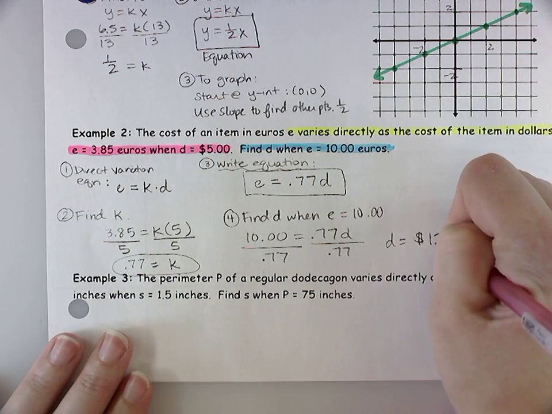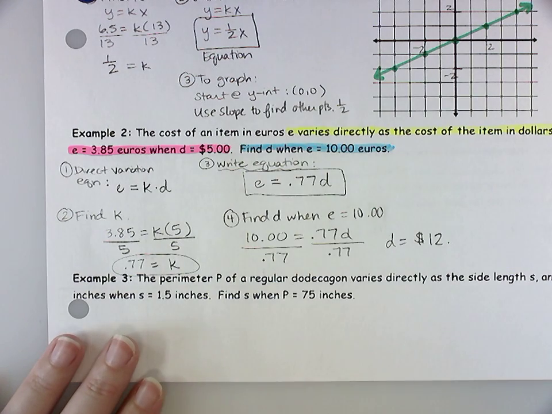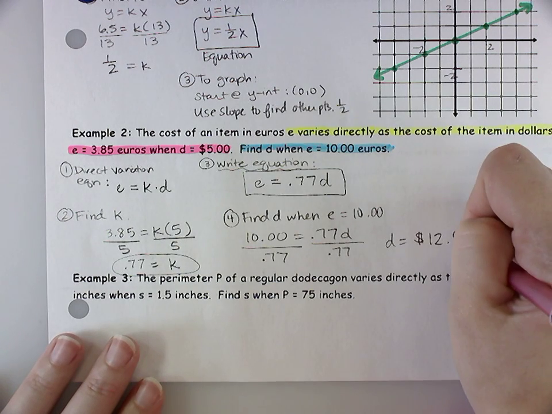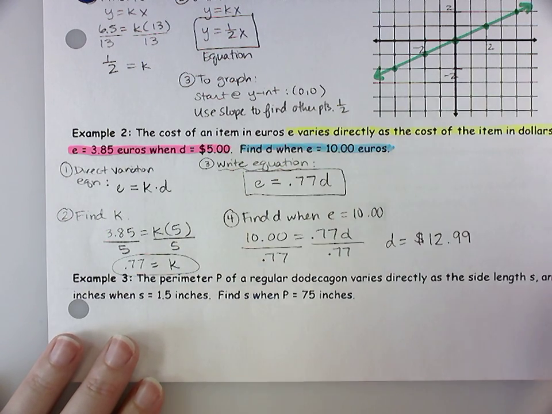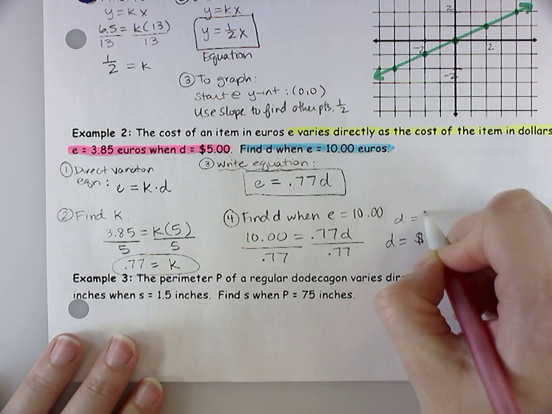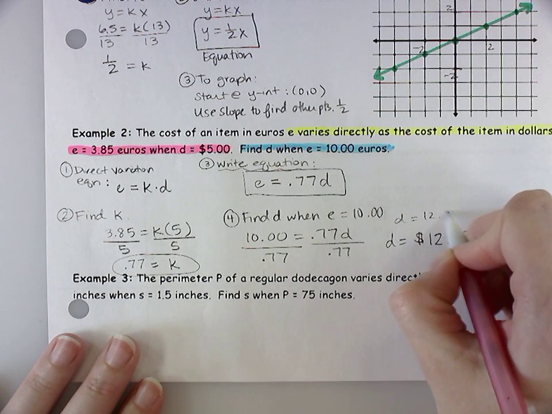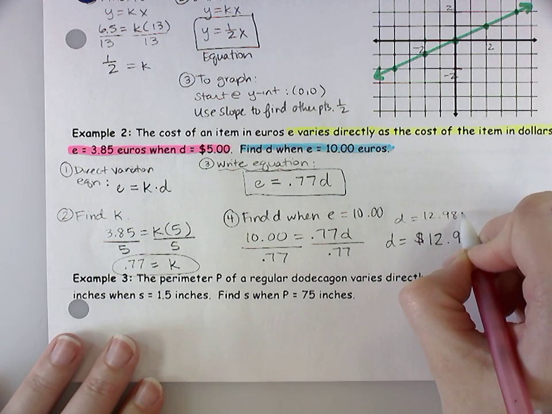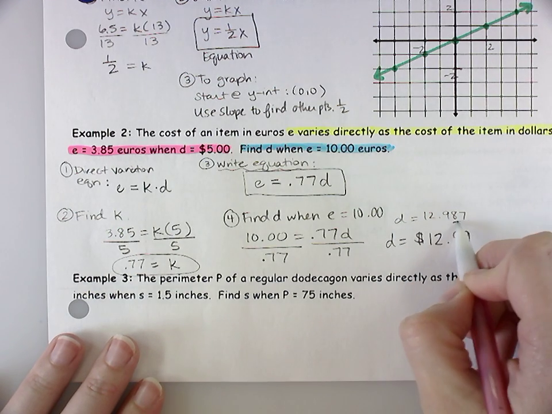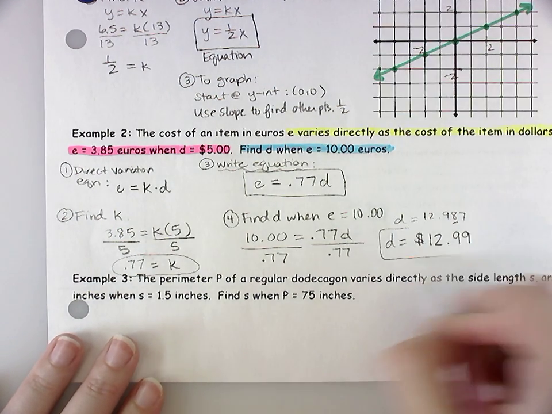12.98. Okay, good. So when you're rounding, first it's dollars, so we know that we're going to round to the nearest hundredth. And for D, if you got 12.98, what was the number after it? It was 7? Okay, so that means that 7 will round it up, so your final answer will be 12.99.